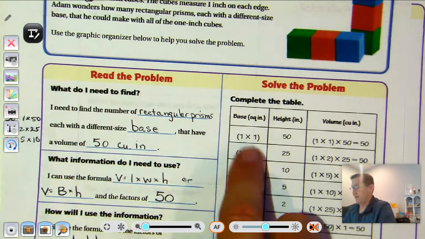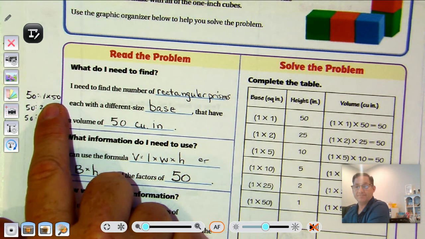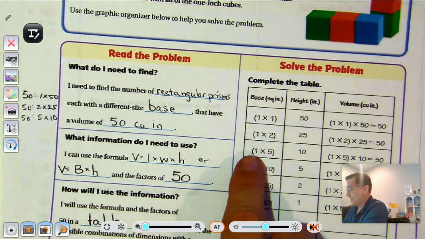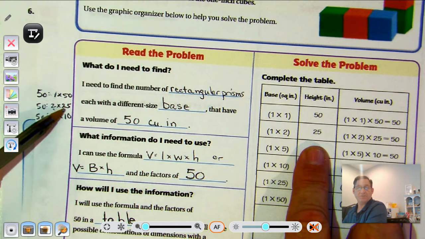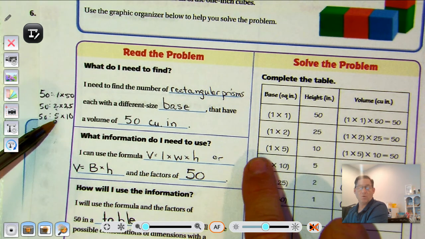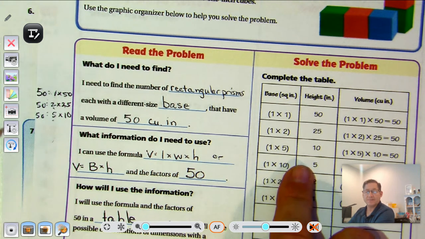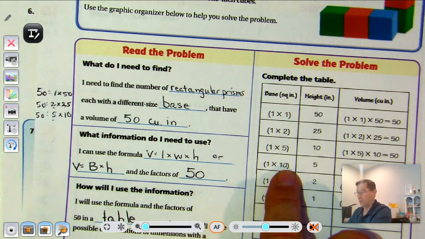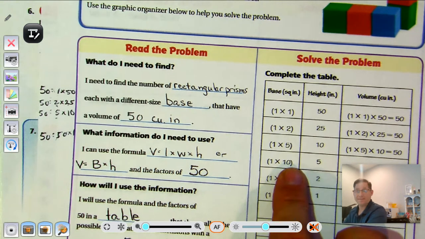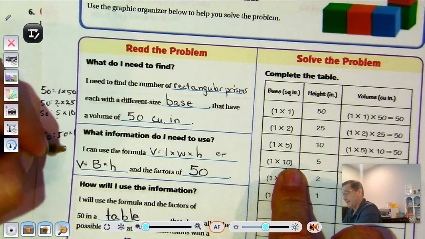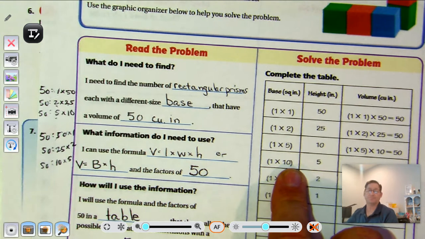Okay, so let's see what they've got here. They've got 1 times 50. All right, that's the 1 times 50, right? Then they have 1 times 2 as the base and a height of 25. Again, that's this one, 2 times 25. 5 times 1 times 10. So those are the three possibilities I've listed. Those are the factors of 50. But we can switch it around, right? I could say 50 times 1 as the base. I could say 25 times 2. And I could also say 10 times 5.